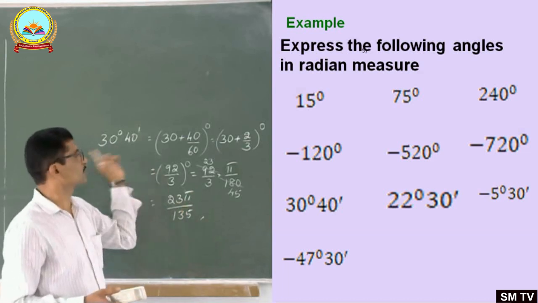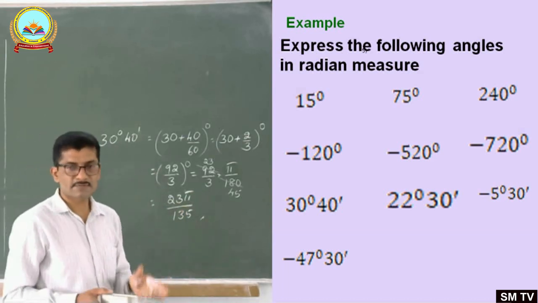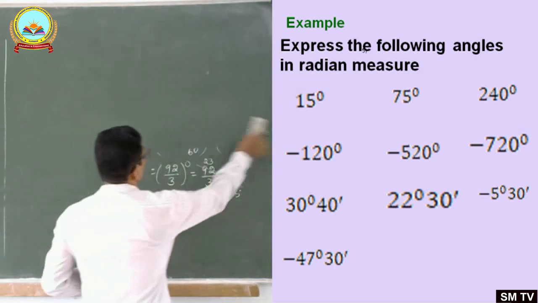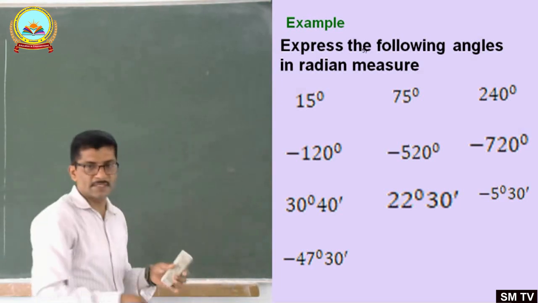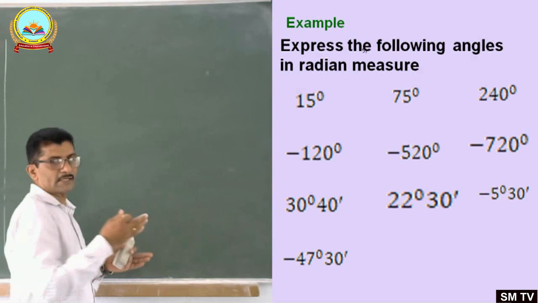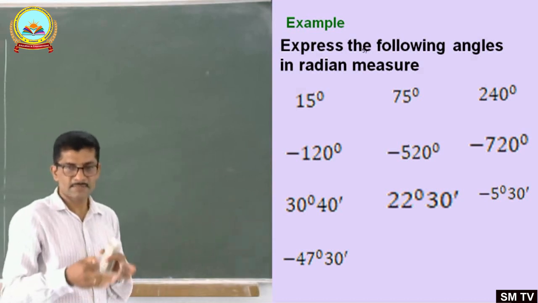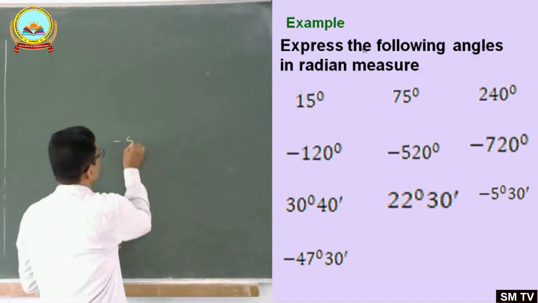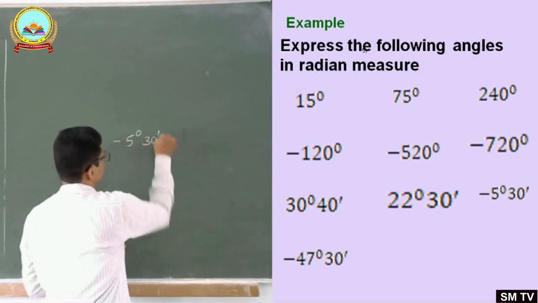This one is the conversion. In a similar way, for the next one, the method is the same. We are given, as you already know, 22 degree 30 minutes. In a similar way, minus 5 degree 30 minutes.